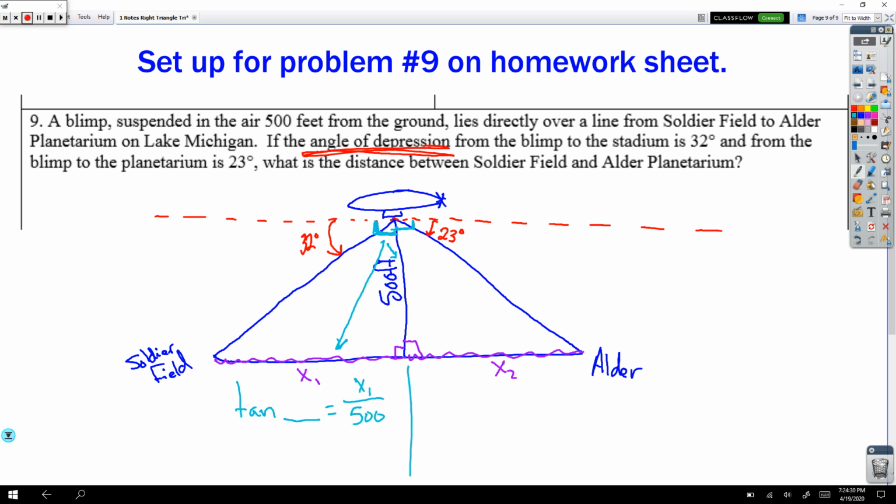Okay? So that would be the tangent of whatever you found equals opposite over adjacent. So opposite over adjacent. So it would be x1 over 500. You would do the same thing over here. Tangent of whatever angle you found there. Opposite over adjacent. x2 over 500. Do the problems, add up your 2, and that would give you the total distance.